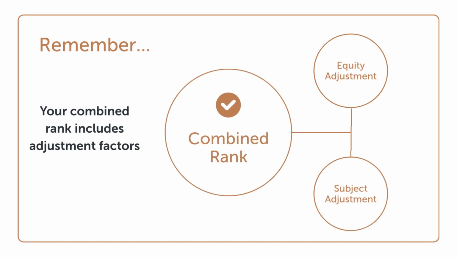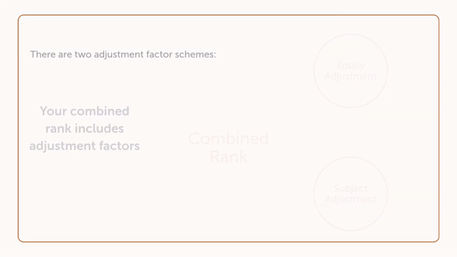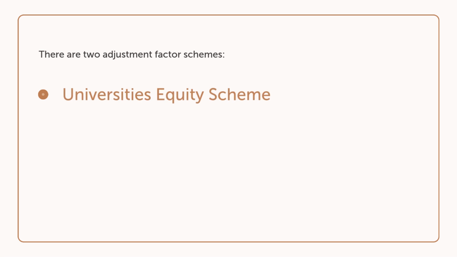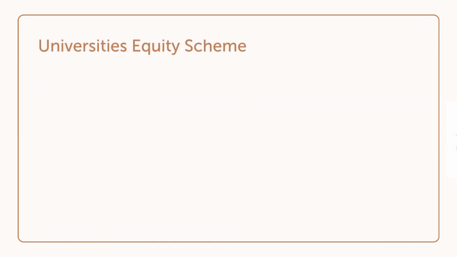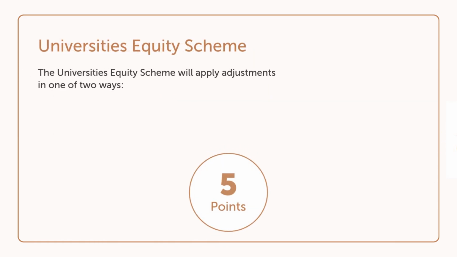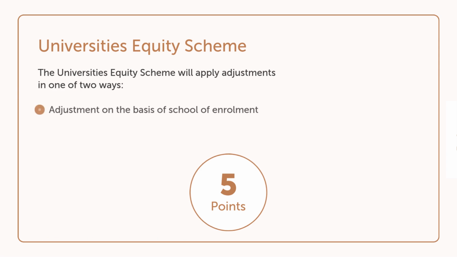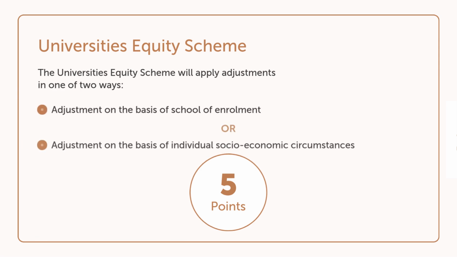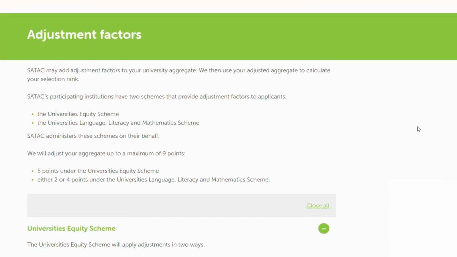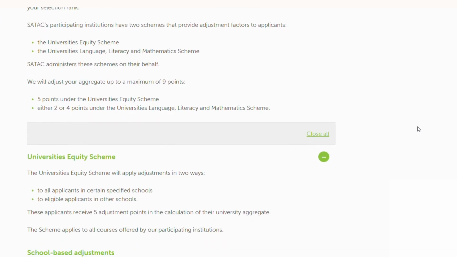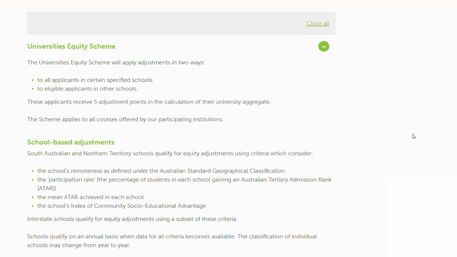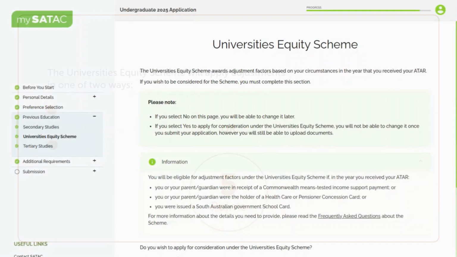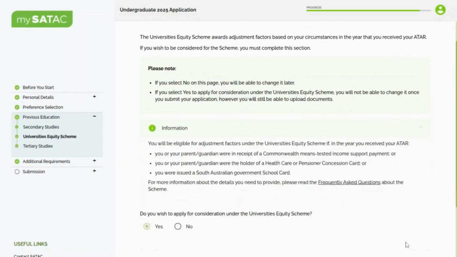So let's talk about how those adjustment factors come into play. There are two schemes, the university's equity scheme and the university's language, literacy and mathematics scheme. The university's equity scheme grants 5 points in one of two ways, either based on your school of enrolment or on your individual circumstances. The SATAC website has a section all about adjustment factors. It has information about eligibility criteria for individual equity, what information and documents are required, and if you want to apply, you can download the form, fill it out, and attach it along with any relevant documentation to your application in mySATAC.